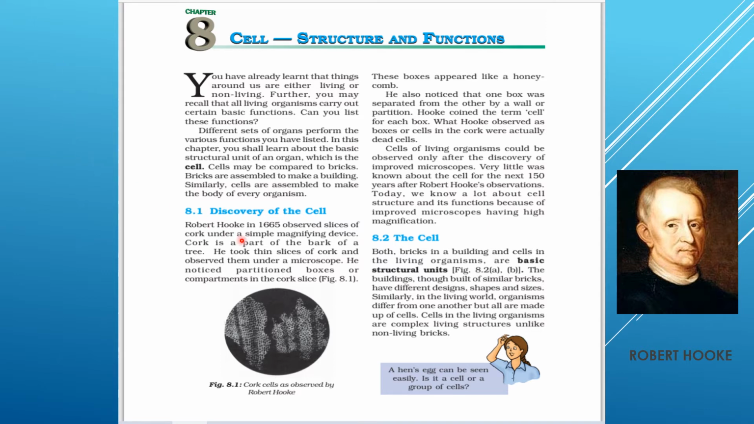So the next topic is the discovery of the cell. Robert Hooke observed slices of cork in 1665 under a simple magnifying device. This cork is a part of the bark of a tree. He took thin slices of cork and observed them under a microscope. He noticed partition boxes or compartments in the cork slice. These boxes appeared like a honeycomb.